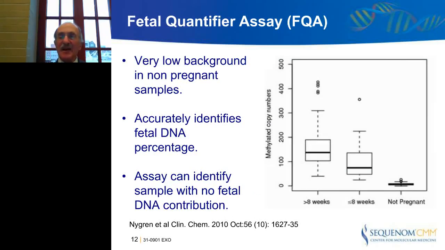So here's what that looks like for one imprinted locus, one methylation-sensitive locus. In women who are not pregnant, there are no molecules of methylated DNA detected. Even earlier than 8 weeks in a pregnant woman, we see methylated sequences. And after 8 weeks, when we would actually perform non-invasive prenatal diagnostics, we have a nice, robust signal.